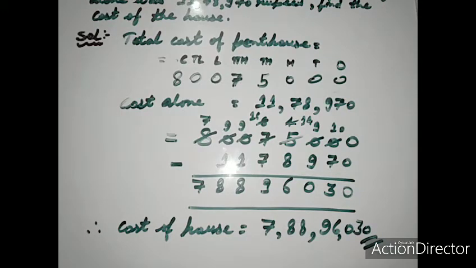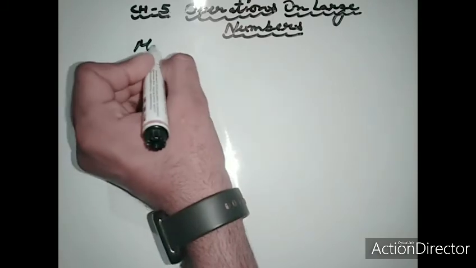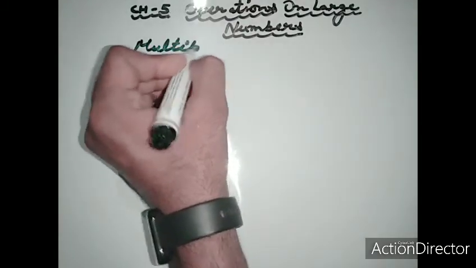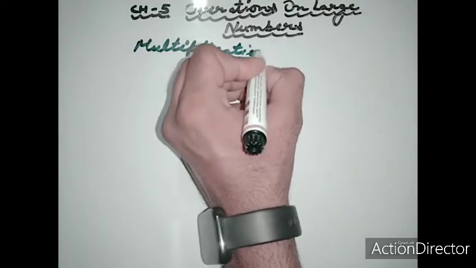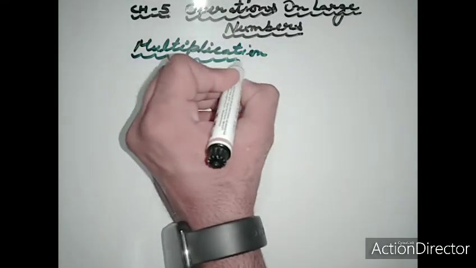Okay students, so here we get the cost of the house is equal to 7 crore 88 lakh 96,030. Now here we solve another question. Now students, here we solve some questions related to multiplication, right? And dear students, we already discussed multiplication and division. So here we revise this topic, right?